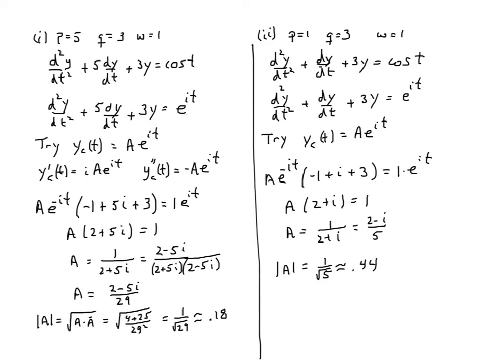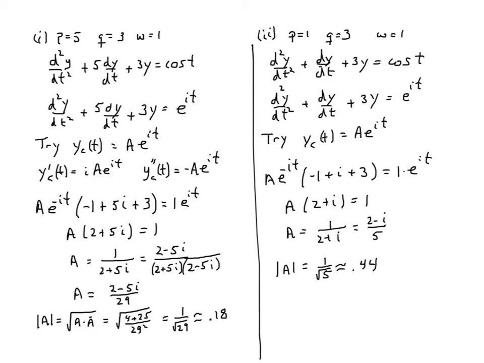So we go to the next slide. Okay. So here I've already laid out the work. In 1, P is a 5, Q is a 3, and of course omega we already decided was the 1. In 2 we've got P as a 1 and Q as a 3. When we plug in everything, here is our second order differential equation with our forcing term. Here's the other second order differential equation with the same forcing term.